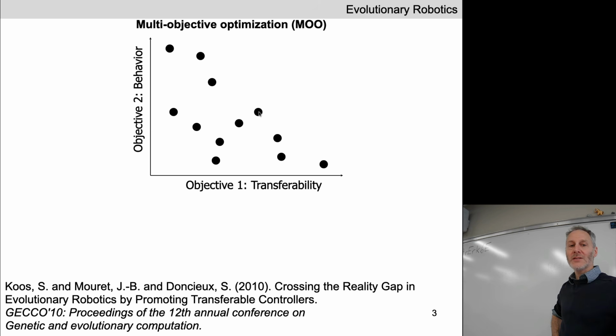Is there someone that is better at both relative to this one? There's some that are more transferable, these ones, but worse in terms of behavior. There are these ones over here, these three, that are more efficacious than this one, but less transferable. They're further to the left. So this controller is what's known as non-dominated. There is no other controller that dominates it. This one down here is dominated. There is another one that dominates it.